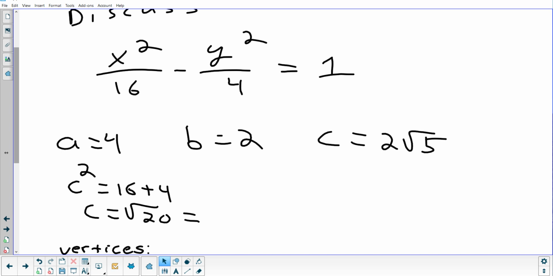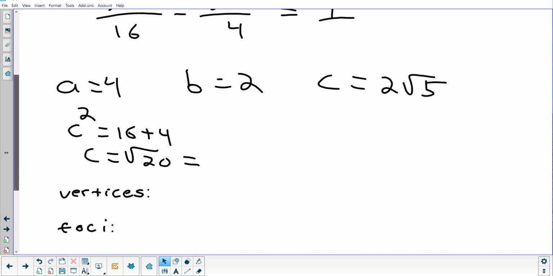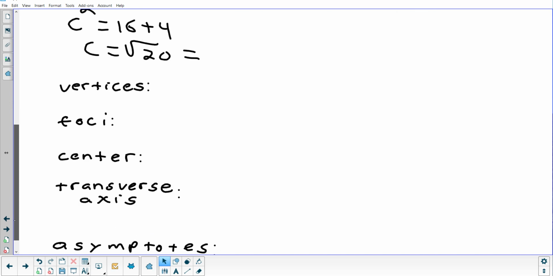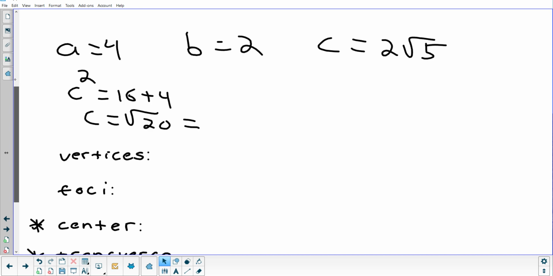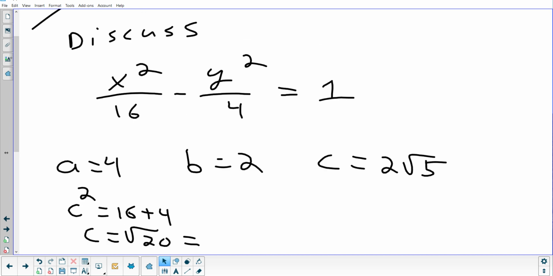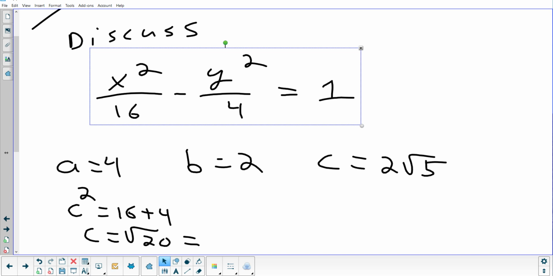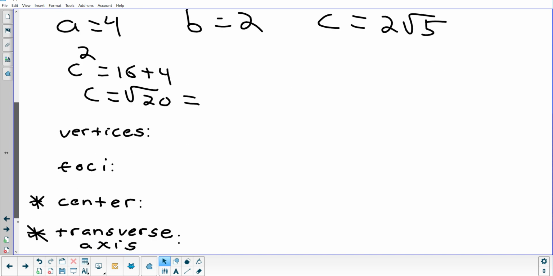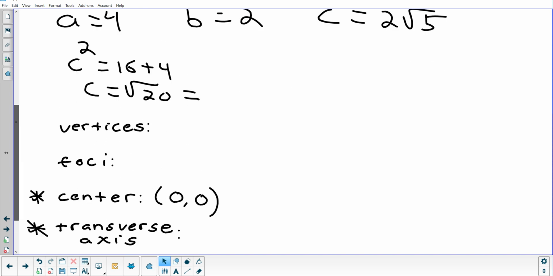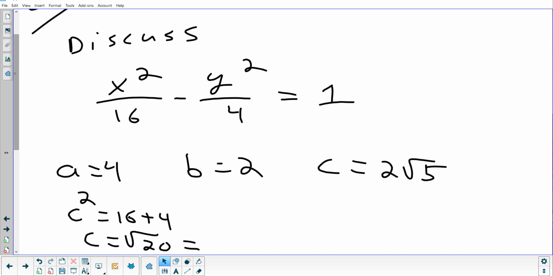Okay. So I always start with the center and the transverse axis. These are the 2 you should start with. Where's my center in this case? Because there's no numbers with the X and the Y. Yeah. 0, 0. When you see a plus or a minus with the X and the Y, then you'll know it's not. But until we do that, the center is 0, 0. Which way does the transverse axis go? Horizontal or vertical?